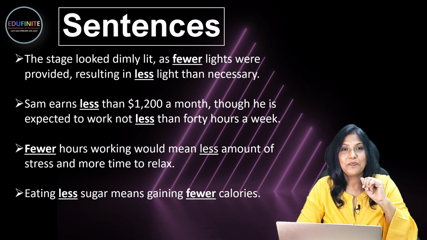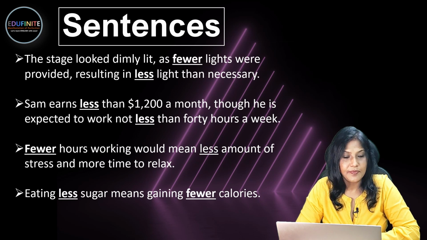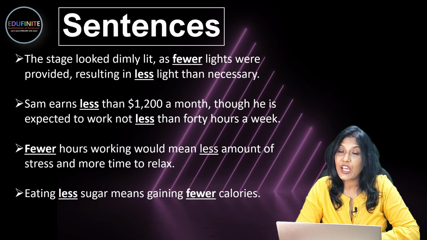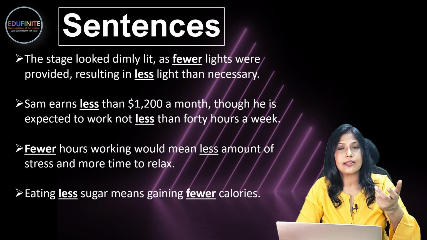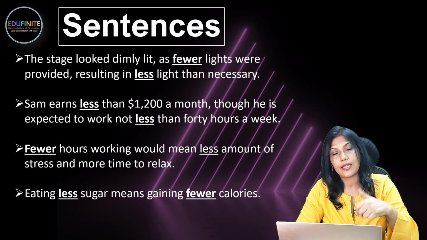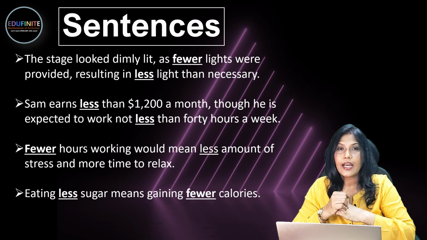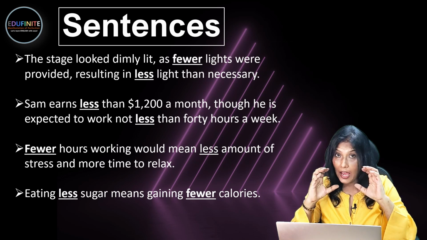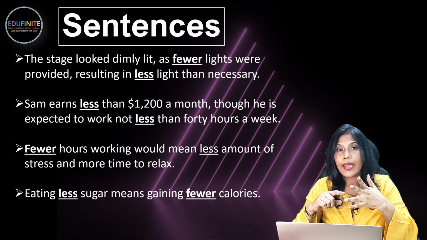Well, the next one, you should follow this. Eating less sugar means gaining fewer calories. Again, over here, sugar is uncountable, hence less, and calories, of course, with the plural, you can understand that it's countable, hence fewer. So I guess I could give an idea where and how to use fewer and less.